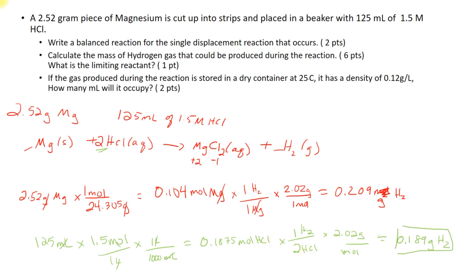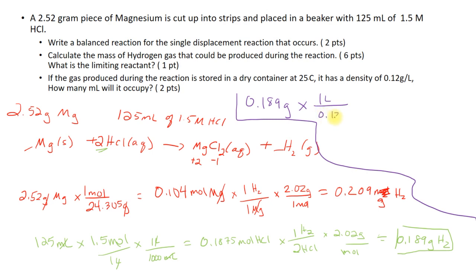Okay, so if we produce 0.189 grams of H2, the next question says how much volume would that occupy? I'm going to do this one in a purple color, I think, so that you can see it. So we're starting with the amount, 0.189 grams, and they give us a density. Density is a conversion factor where I can go liters on top, grams per 1 liter is what that means, and put the grams on the bottom, so that would cancel.